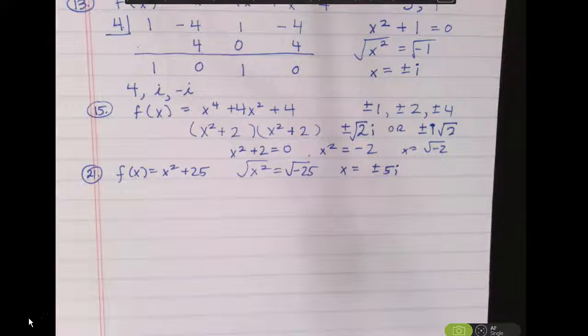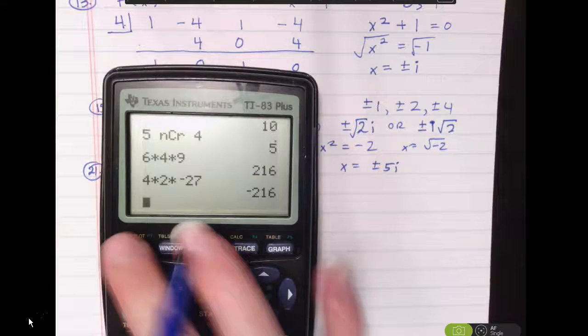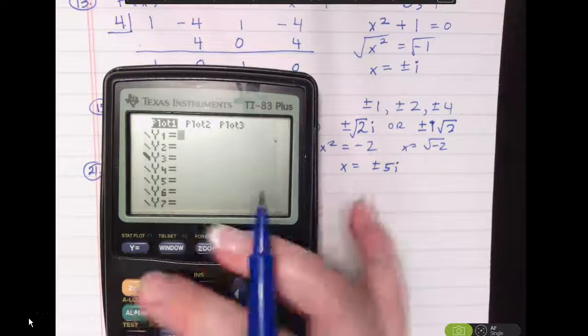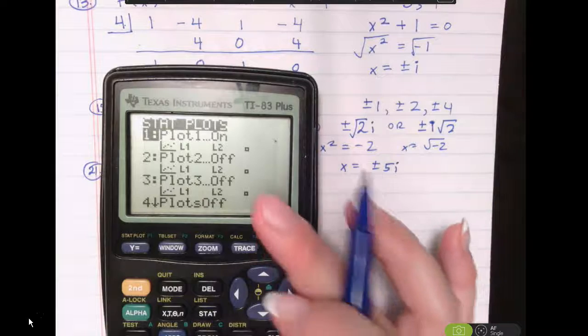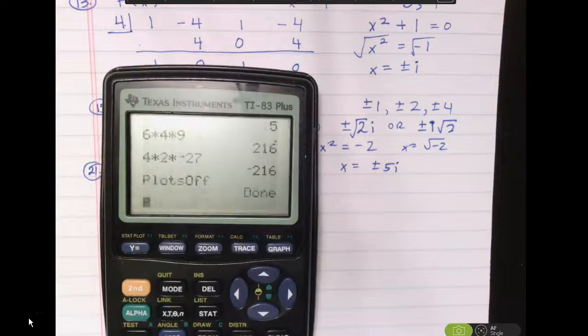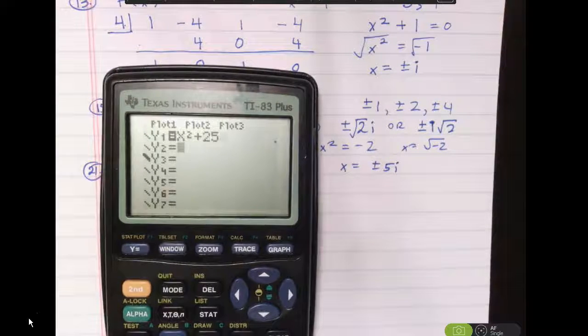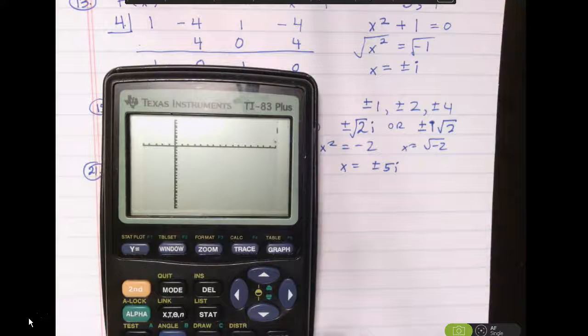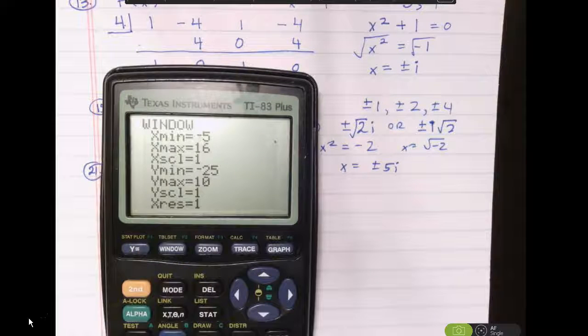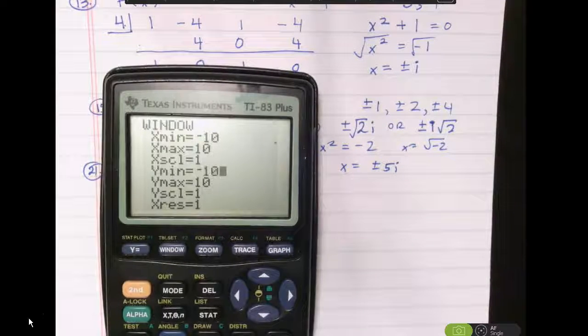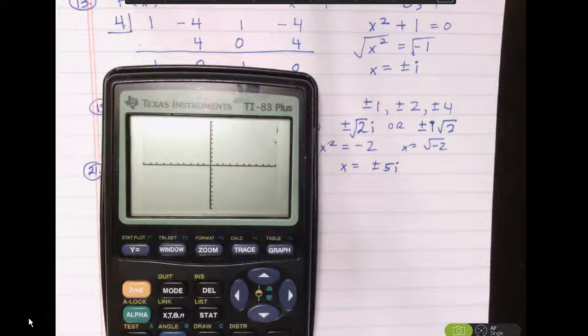And I'm supposed to use a graphing utility. So let's take a look. I think I was doing some stat plot stuff last night, or yesterday's lesson, so let me make sure my plots are off before I try to graph something. And then x squared plus 25, graph it. And let me adjust my window, go back to negative 10, positive 10. Let's see if we can see where this graph is.